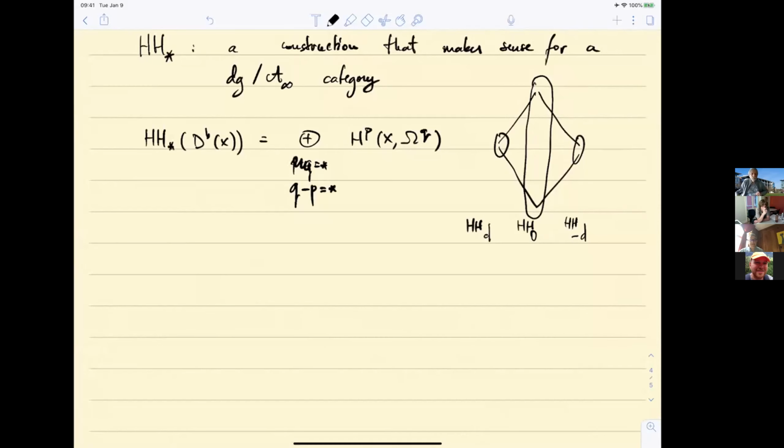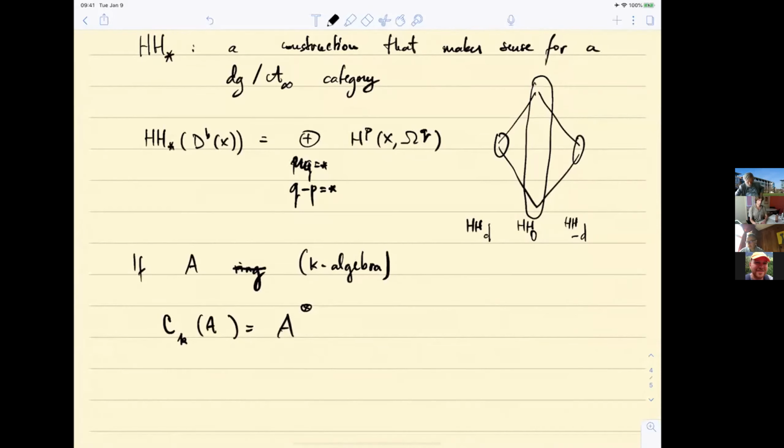It can be defined as an Ext, but that's not the definition that I want to really take. I would really like to take a completely different definition, the one that makes more sense for a ring. So if A were a ring, in fact, maybe rather than ring, let's say K algebra over a field K, I could define the Hochschild chains C_k of A as A to the tensor power k plus 1. So the tensor power is over the field.